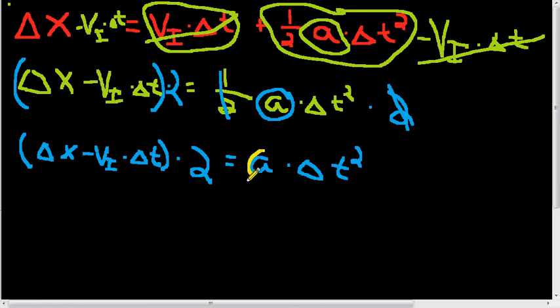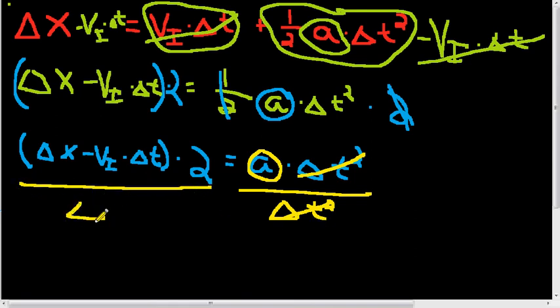Now, last step. Want to get the a by itself still? It's being multiplied by this delta t squared. We want to get rid of all of it, so we will just divide it away. Since they're being multiplied, the opposite function of that is division. We have delta t squared over delta t squared. These cancel out. Whatever you do to one side, you have to do to the other. Delta t squared. And I think we're ready to write our final answer.